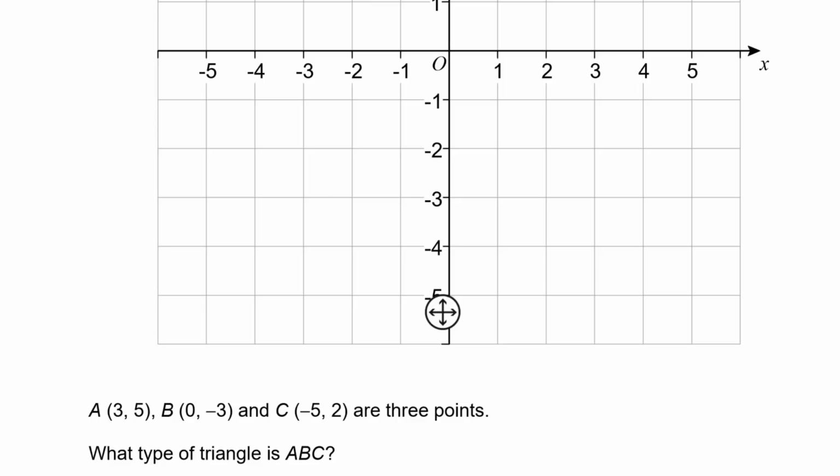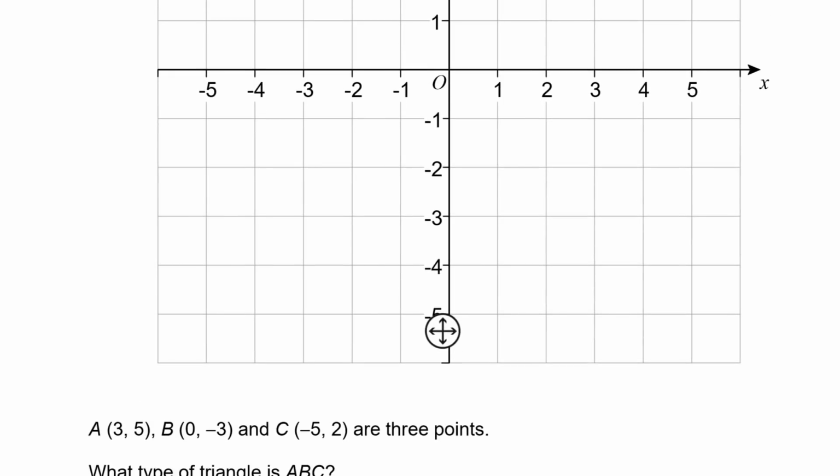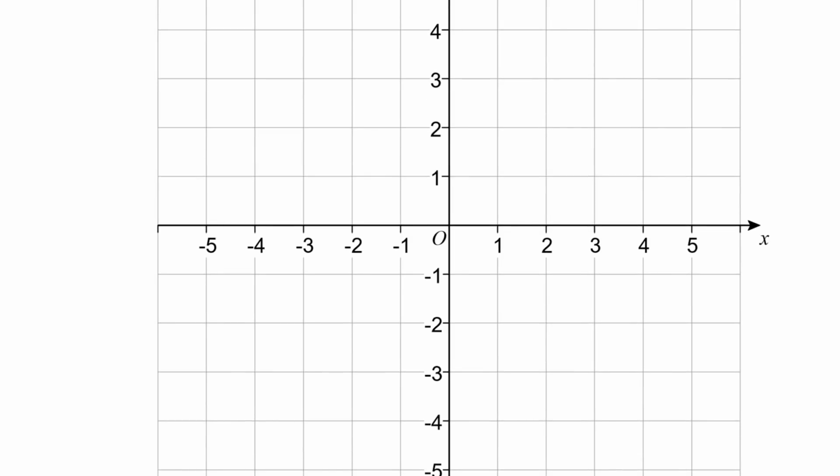What type of triangle is ABC? Well, in order to work that out, we're going to have to plot those points, aren't we? So 3, 5. We always get coordinates in the form x, y, so it's along and up, along the corridor and up the stairs, isn't it? So A at 3, 5 means start at the origin, go 3 along and 5 up. That should give me a point here. That's the point A, at 3, 5.